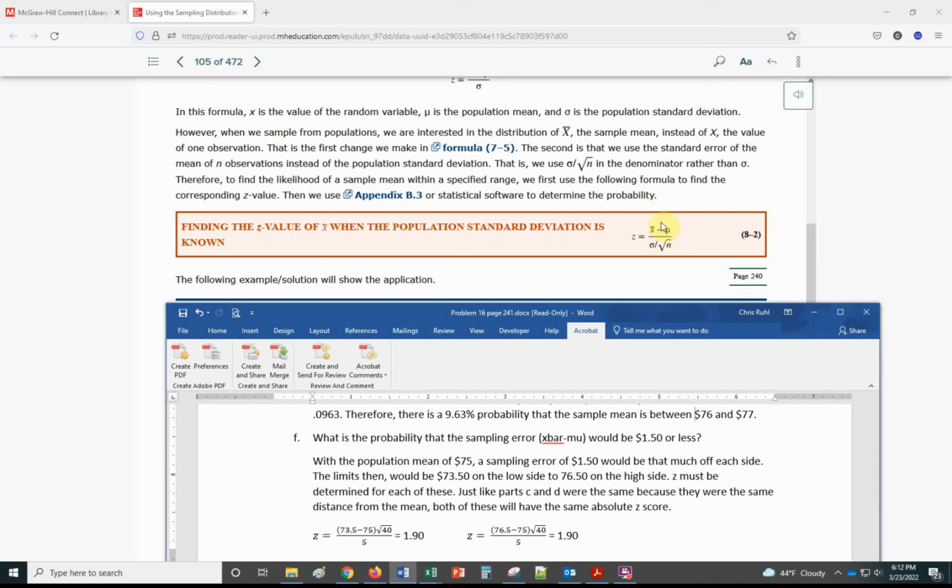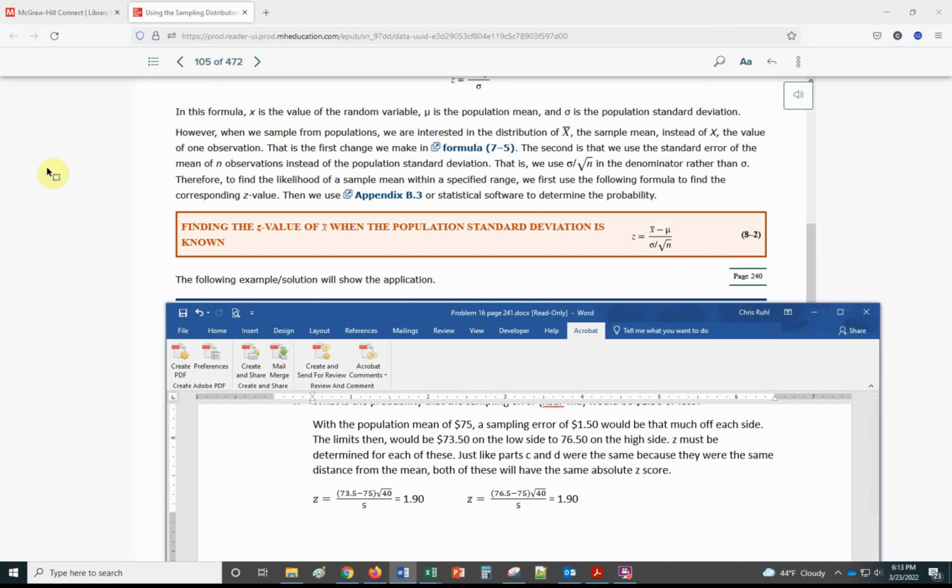So we're going to take off $1.50 from the 75 and get 73.5 on the left. And we're going to add $1.50 to the other side and have 76.5. So there's a $1.50 distance from 75 for both of these numbers. So now we do two calculations. But we end up with the same Z because this right here is negative 1.9 when you do it, and this is positive 1.9.